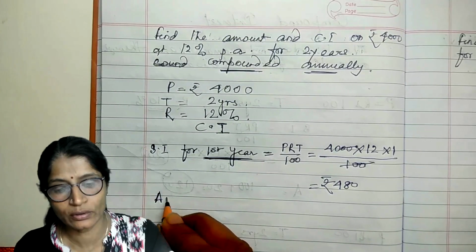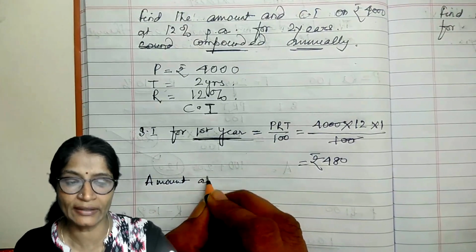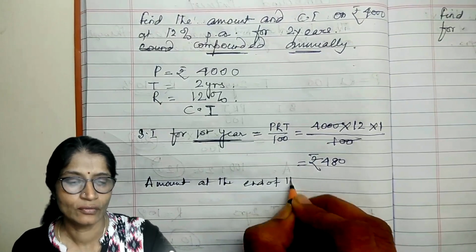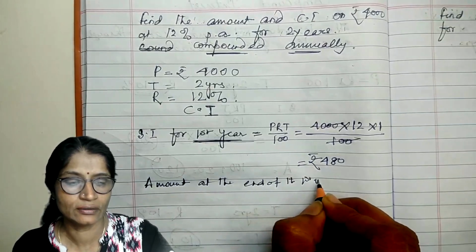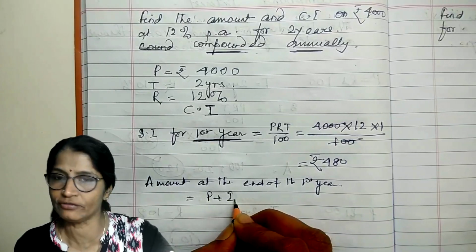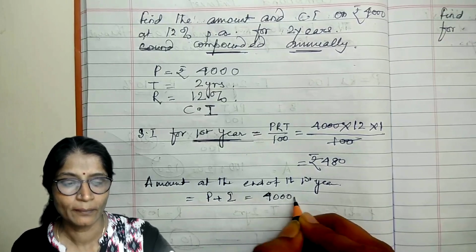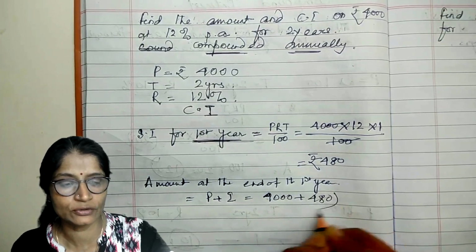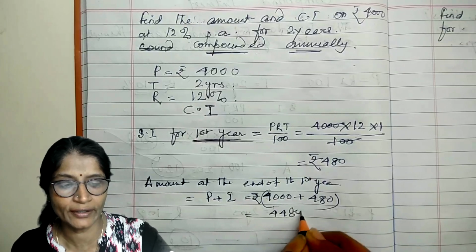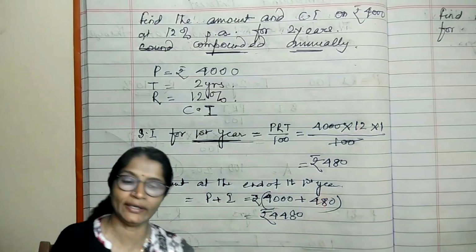Now amount at the end of the first year is equal to how much? Principal plus interest for the first year. So principal 4,000 plus 480 rupees total. So that is total 4,480 rupees. That is the amount. Now this is the amount at the end of the first year.